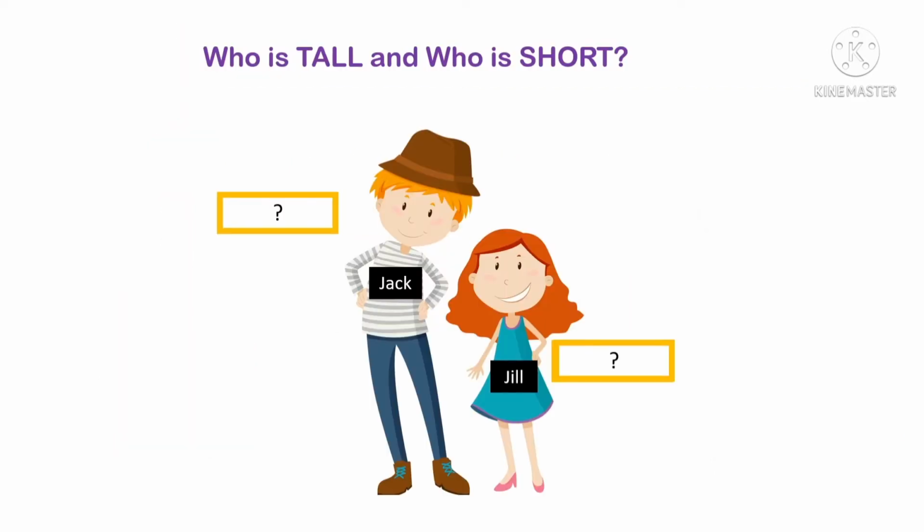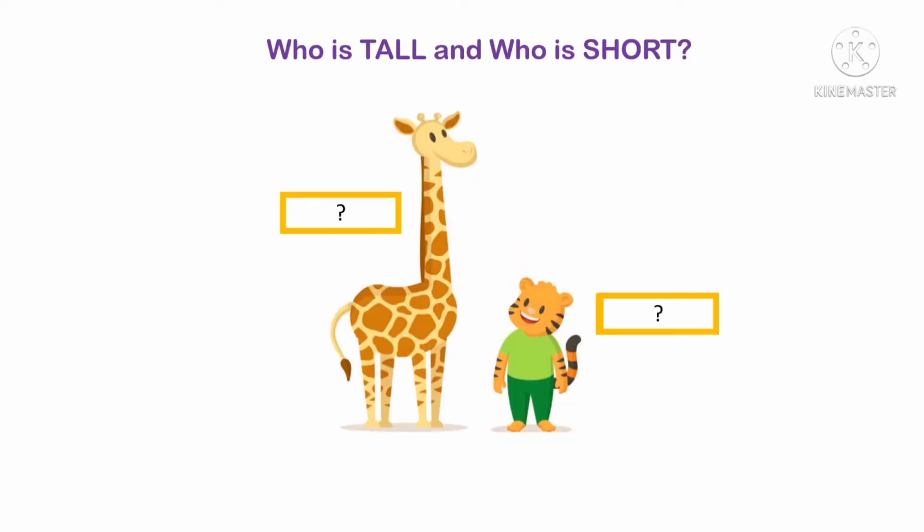For example, here is a question for you. We have Jack and Jill. Can you tell me who is tall and who is short? Jack is tall and Jill is short. Next question. Here we have a giraffe and a tiger. Can you tell me who is tall and who is short? The giraffe is tall and the tiger is short.